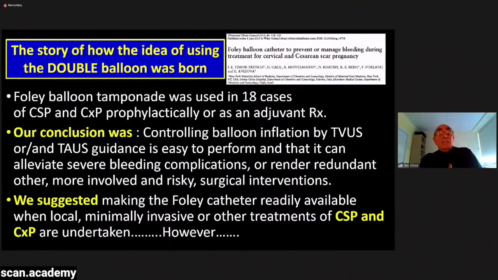The story of how this came about is that we published 18 cases, and they were done prophylactically as an adjuvant to the treatment. And we thought that controlling balloon inflation by transvaginal and or transabdominal guidance is easy to perform. It can alleviate severe bleeding, render other more involved risky surgical interventions redundant, or at least add to them. We suggested making the Foley catheter readily available when local, minimally invasive or other treatments are undertaken.